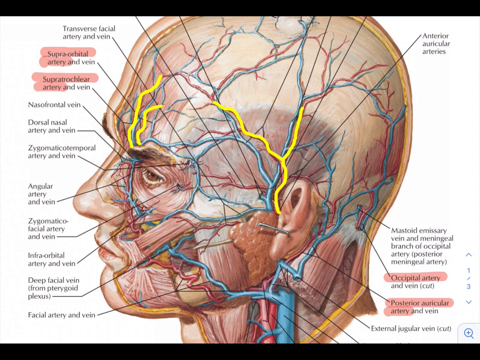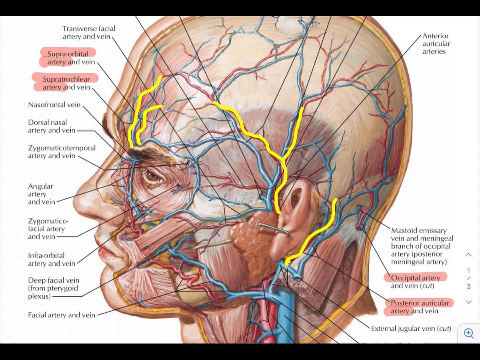So now let's trace this on this diagram. This is the posterior auricular artery, and it supplies the region of the scalp above and behind the auricle.